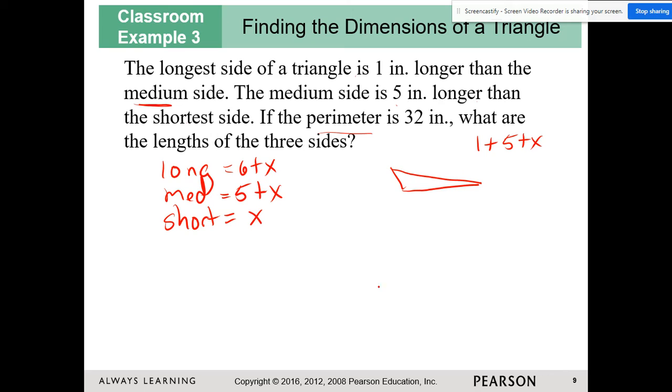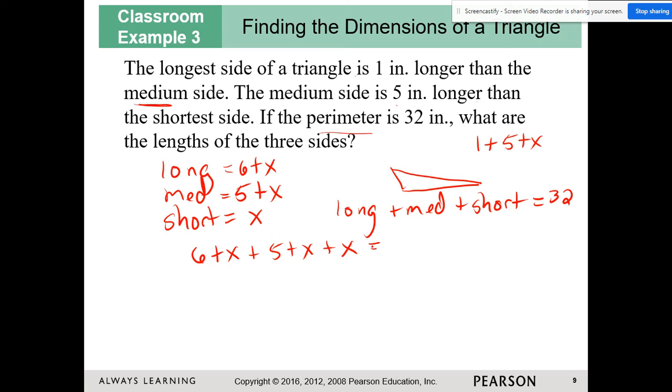Perimeter, you're going to add up the sides. So you're going to take your long side plus your medium side plus your short side. And we know that is going to be 32. So 6 plus x for my long side, 5 plus x for my medium side, and x for my short side. Don't forget that short side. Everybody always forgets. All right. You're going to combine like terms. So I have 3 x's and 11.